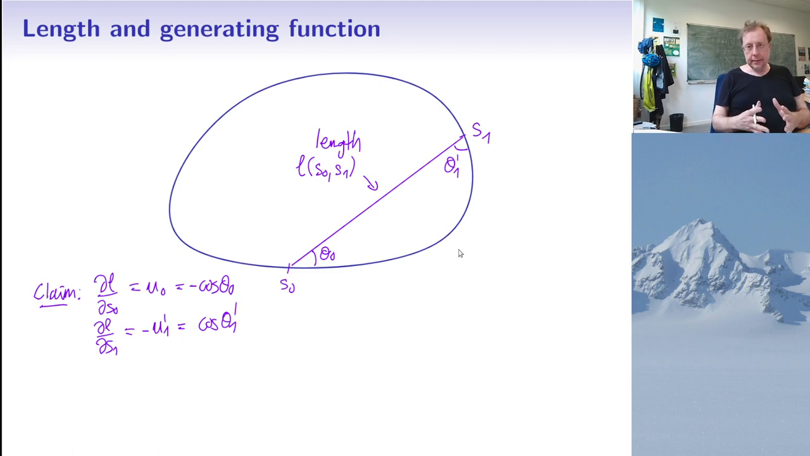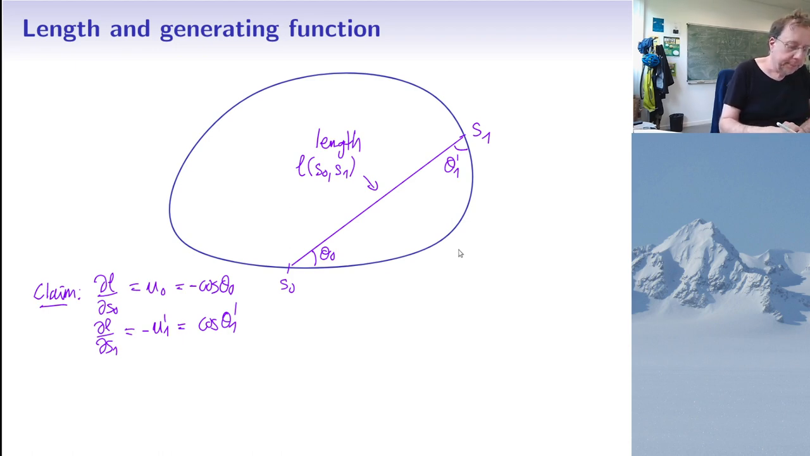So we say that L is a generating function for the angles, or for the bouncing map that goes from S naught, theta naught to S1 and theta 1 prime, or theta 1. Generating functions are used all over mathematics. For instance, they appear in probability when you look at moment generating functions of random variables. These are functions whose derivatives give you moments of the random variable, like the expectation, the variance, and so on.